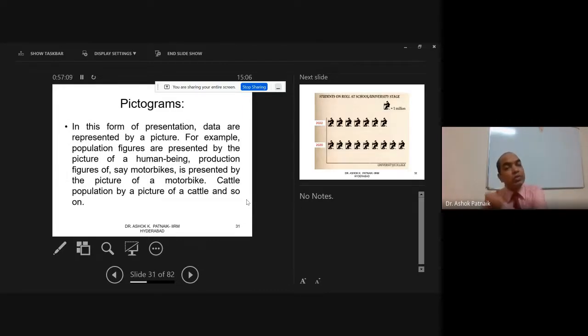Pictograms are the use of simple pictures to represent the data. Like you take the picture of human beings or motorbikes or animals or other products, cattle, or, suppose you are talking about some kind of soft drink, then you take a soft drink bottle. You are talking about some kind of furniture, then you take the picture of furniture to give the number. This is generally done for depicting or talking about the numbers.